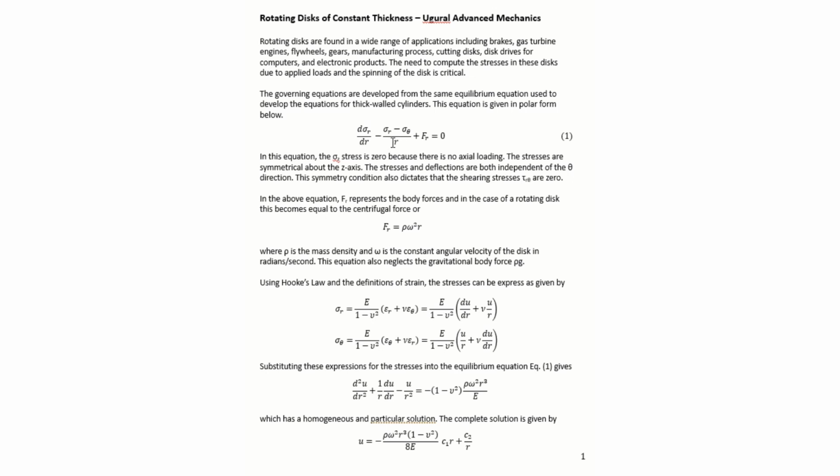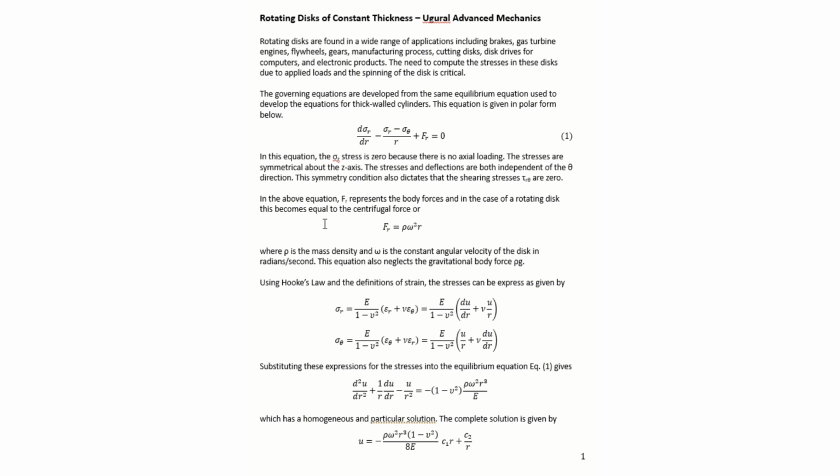The r is the radius to the point of interest in the body, and this Fr represents body forces, and in these rotating disk problems, this will not typically drop out, but will become a significant quantity as the speed of the disk increases. So in this equation, F sub r represents the body forces again, and in the case of a rotating disk, this can be expressed as Fr equal to rho omega squared r, where rho is the density of the material, it's a mass density.